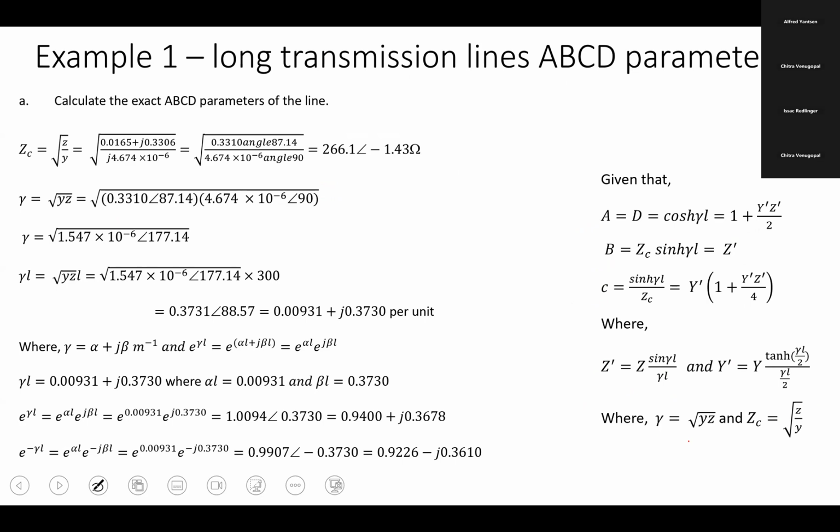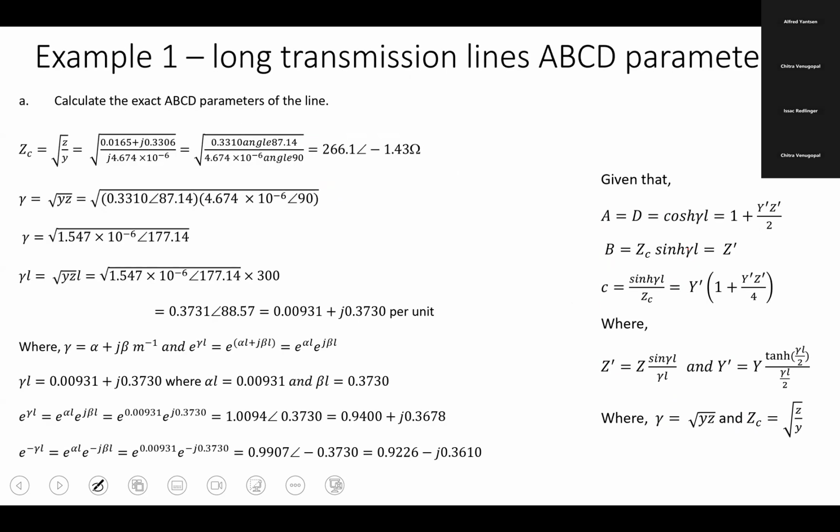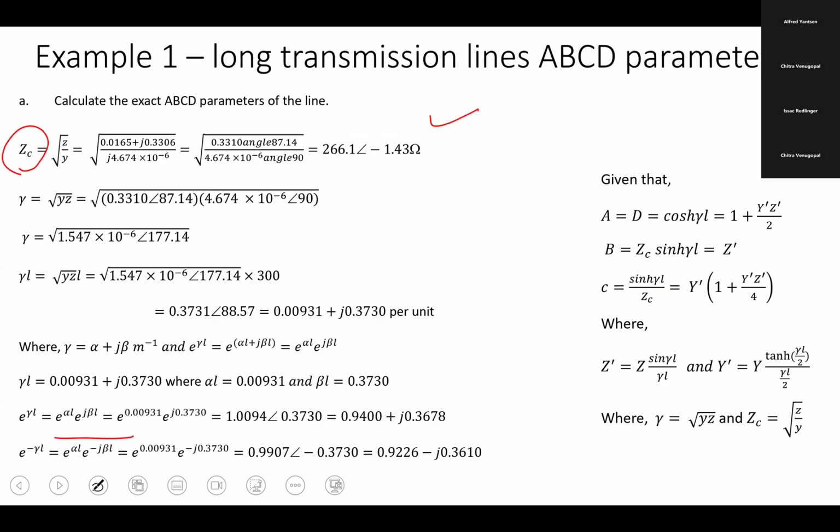Here we are using sinh gamma L and cosh gamma L, so they have to be expanded using the exponential theorem. It's basic math. Expand by the exponential theorem and then substitute it back. ZC you can calculate directly as square root of Z over Y, because Z is given and Y is given, and gamma can also be calculated. Once you know ZC and gamma, multiply gamma by L to get gamma L. Once you know gamma L, then you can apply it here.